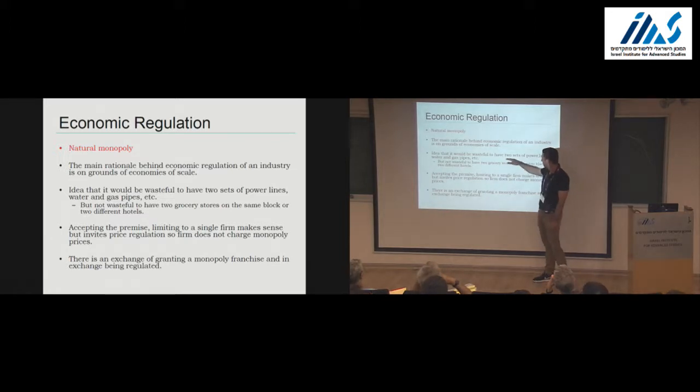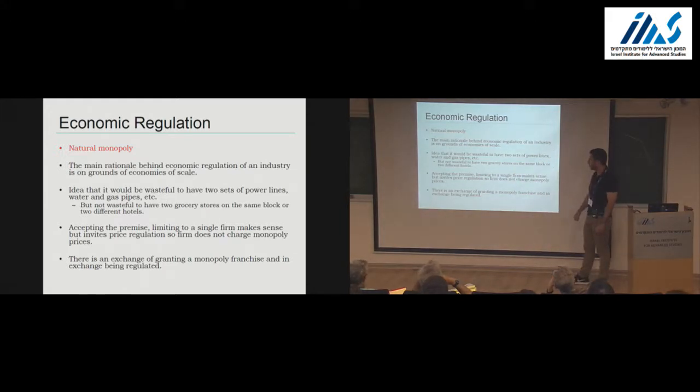They're saying it'd be wasteful to have two sets of power lines, though we don't think it's wasteful to have two grocery stores or two hotels, presumably because of product differentiation and so on. So let's accept the premise about the costs. You can't just say there's going to be one firm and then let them do whatever they want, because then you're going to get way too high prices. So we're going to have this trade where we grant a monopoly franchise to provide the service, but then control what they do.